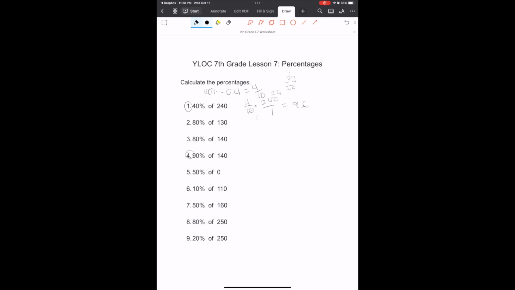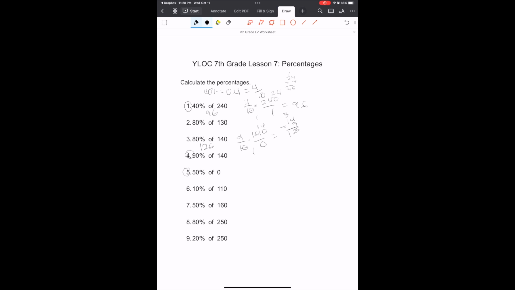Now for 90% of 140, same thing. This will be 9 over 10 times 140 over 1. It simplifies to that, and then 14 times 9 is equal to 126. So this is equal to 126.